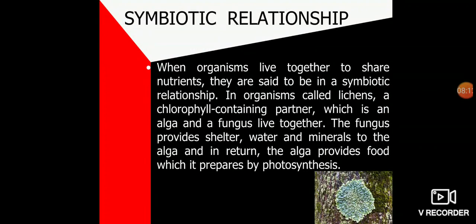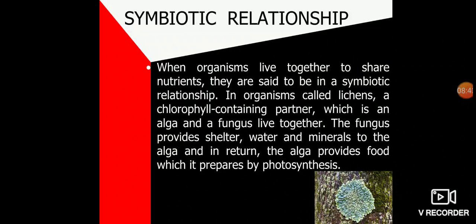In this slide, we will learn about the relationship, that is symbiotic relationship. The condition where two different organisms live together and help each other to survive is called symbiotic relationship. The living together of two different species of plant as if they are parts of the same plant and help each other in obtaining food is called symbiosis.